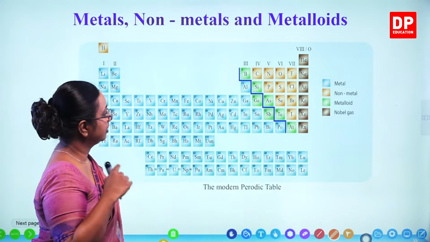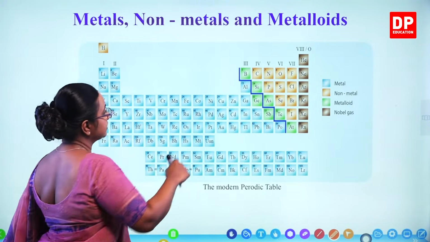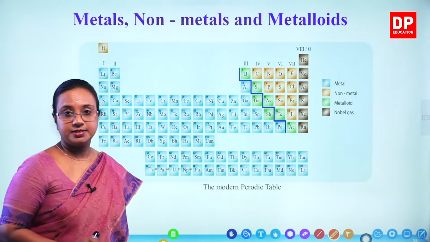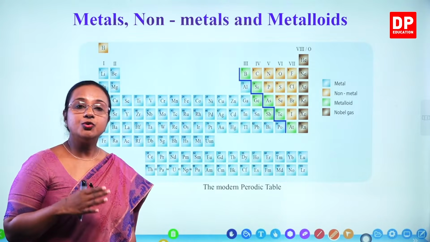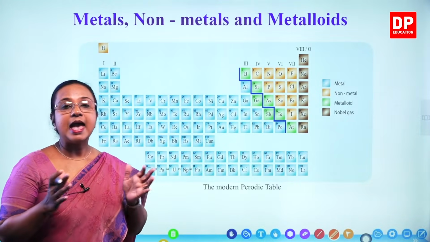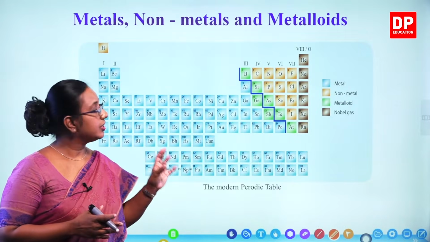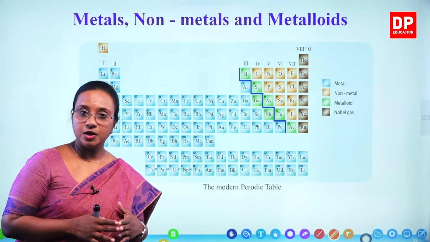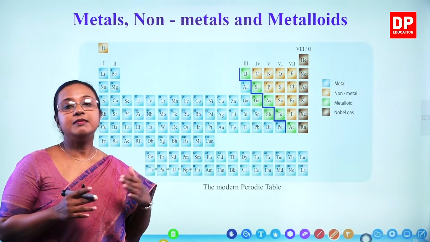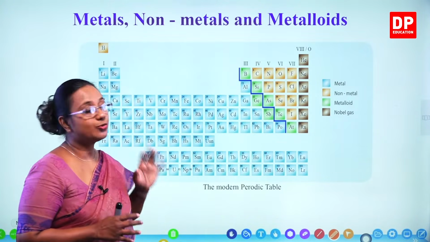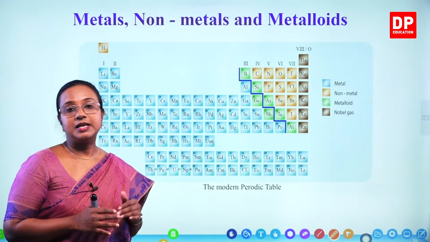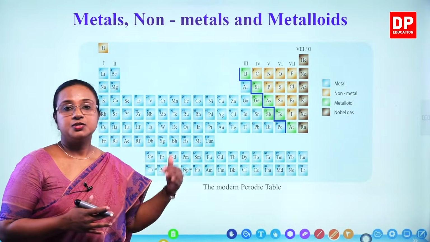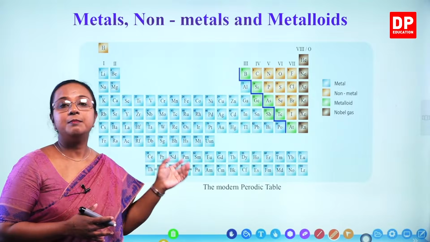And in this part, you can observe this stepwise pattern. And on either side of the stepwise pattern, you can see some green colored elements. These are called metalloids. The reason is they show properties between metals and non-metals. So therefore, they are known as metalloids. This is the complete periodic table, but for y'all, we will be considering the first 20 elements, the metals, non-metals and the metalloids present in that. So first we will discuss about metals.